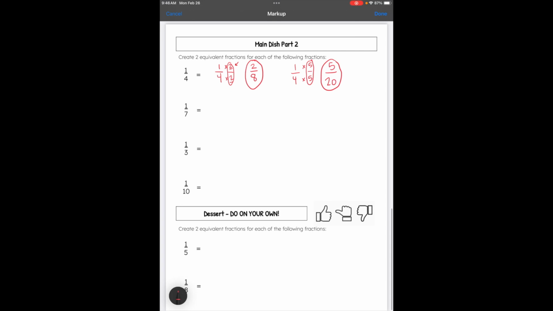Go ahead and do the same thing for 1/7, 1/3, and 1/10. You are getting the chance to multiply those numbers by anything you want, as long as you multiply the numerator and denominator by the same thing. I'm going to do some as an example, but we might have very different answers depending on how you chose to multiply.